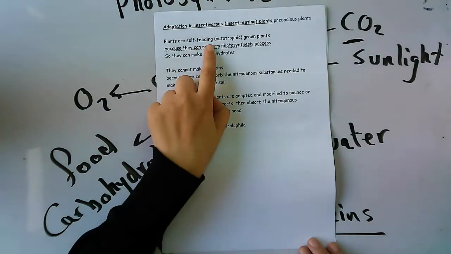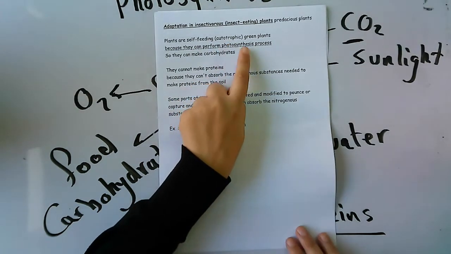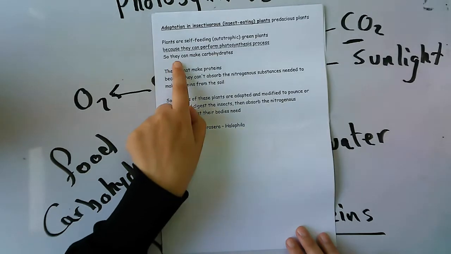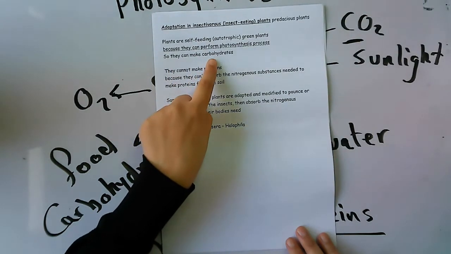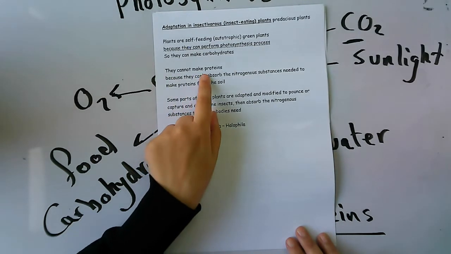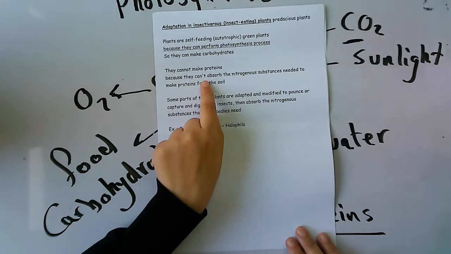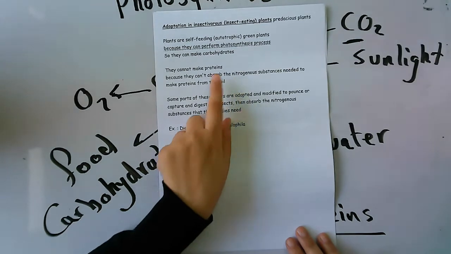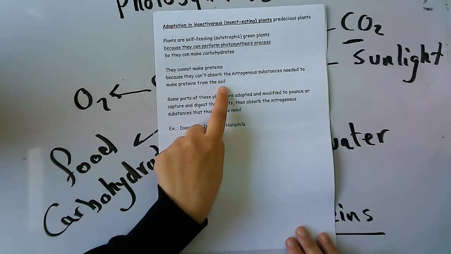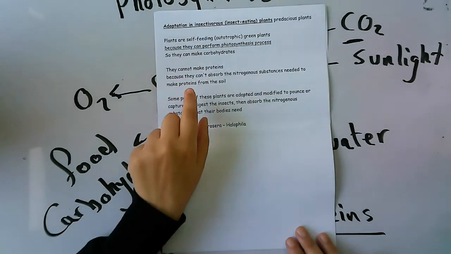Plants are self-feeding or autotrophic green plants because they can perform photosynthesis process. So they can make carbohydrates. The food of photosynthesis is called carbohydrates. They can't make protein because they can't absorb nitrogenous substance needed to make proteins from the soil. But what will insectivorous plants do?